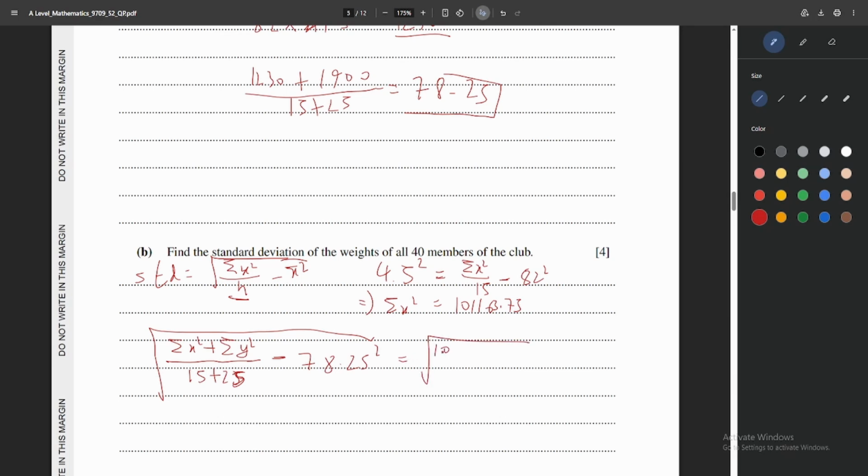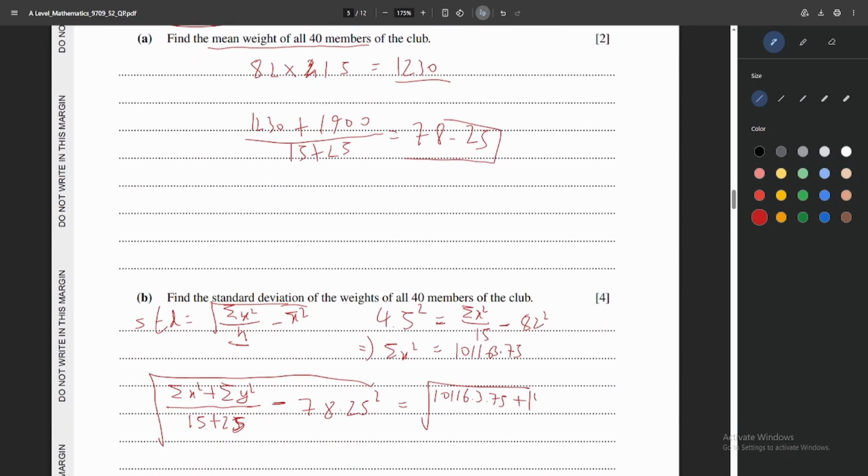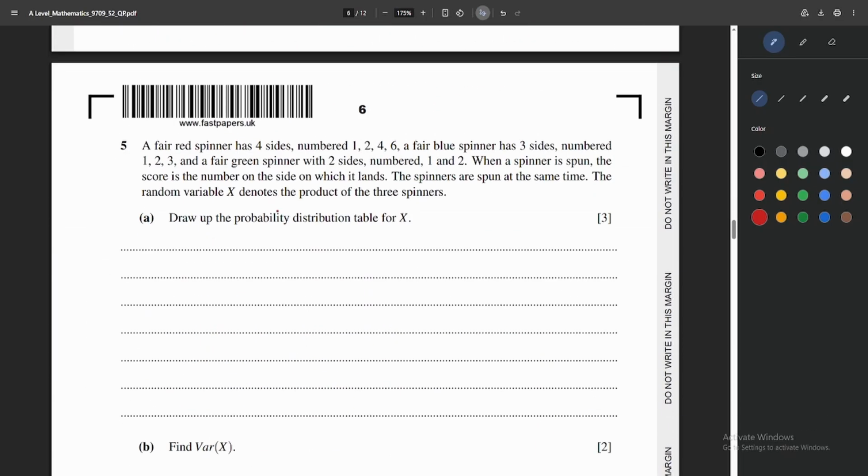So we have 101163.75 plus the sum of y squares, which is 14,500. Okay, I think it's 20. Yeah, and then divide by 40 minus the combined mean squared, and this gives us 6.60 kg. So that is the standard deviation of weights of all 40 members. So this question is a bit straightforward compared to the others.